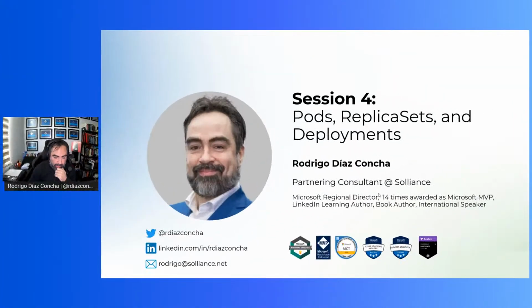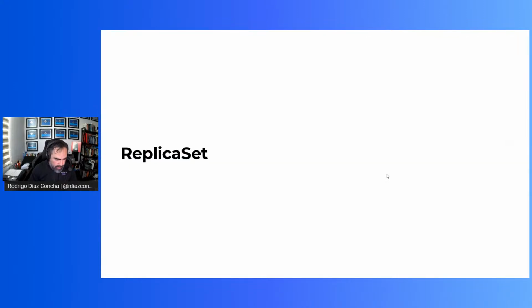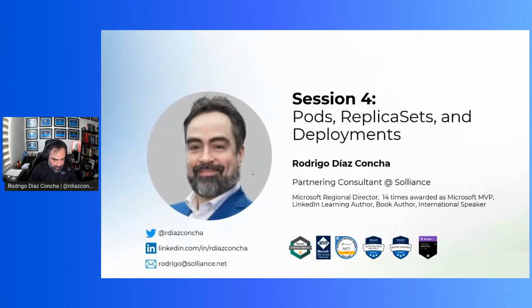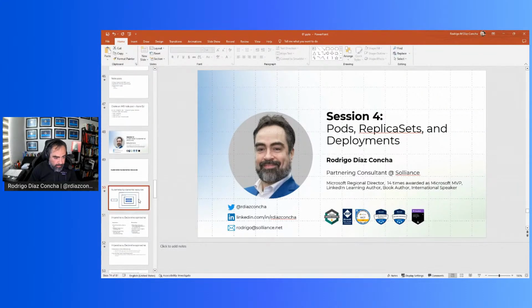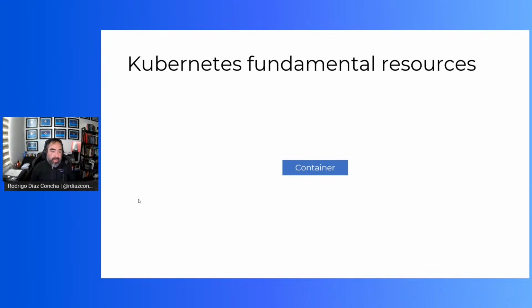So before we describe what ReplicaSets are and deployments, let's do a short and quick recap about the things that we've seen up to this point. As you might remember, we were talking about the fundamental resources that we can deploy in a Kubernetes cluster. Of course, we want to run our container applications, right? So we have our containers, and those containers will be deployed into a pod. The pod is the smallest object that we can deploy in a Kubernetes cluster. Okay, that's where your containers are.